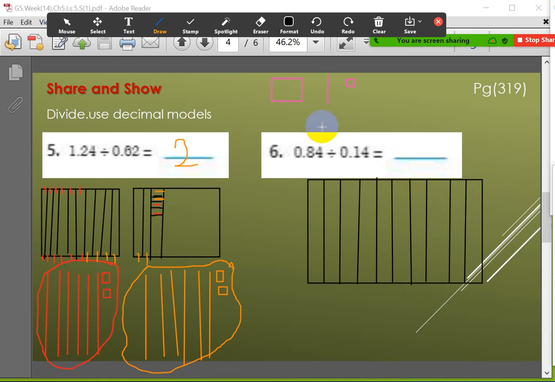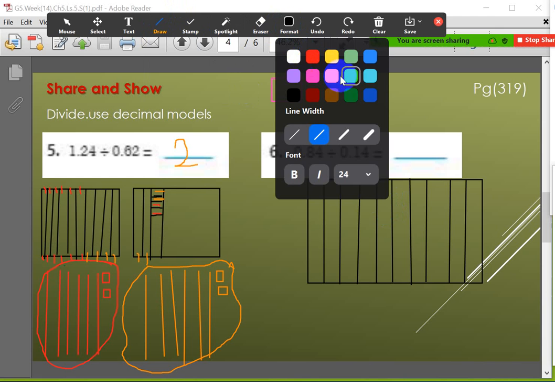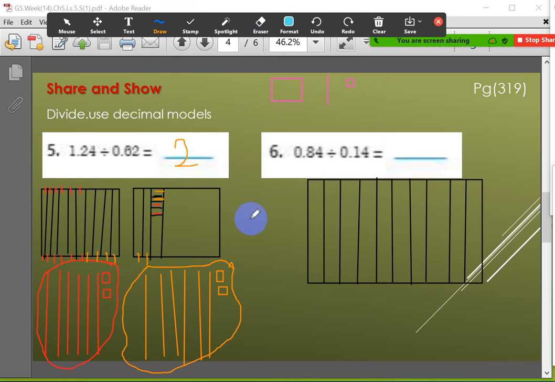Okay, so I have 8 in the tenths digit. That means 8 longs. So I will shade it for you. 8 longs. 1, 2, 3, 4, 5, 6, 7, 8. So this is the blue shaded part, which represents the 8 longs. Okay, girls?